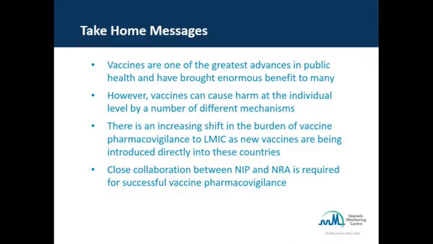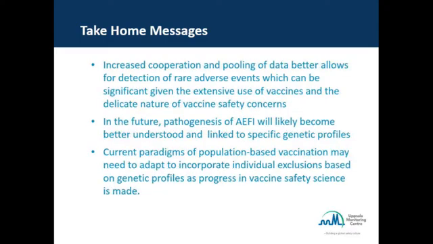So, take-home messages. Vaccines are one of the greatest advances in public health and have brought enormous benefit to many. I should say this is also my little personal mantra about vaccines, but I hope I've tried to hit all these. However, vaccines can cause harm at the individual level by a number of different mechanisms. There's an increasing shift in the burden of vaccine pharmacovigilance to lower and middle income countries as new vaccines are being directly introduced into these countries. Close collaboration between national immunization programs and regulatory authorities is required for successful vaccine pharmacovigilance.